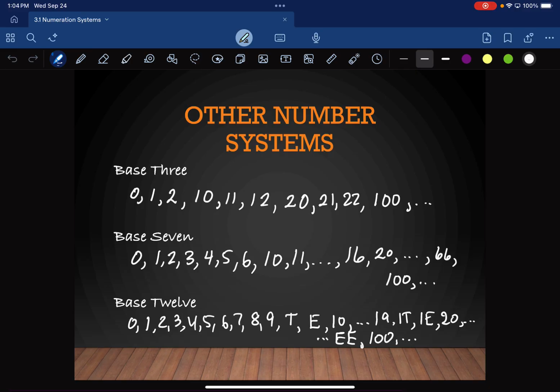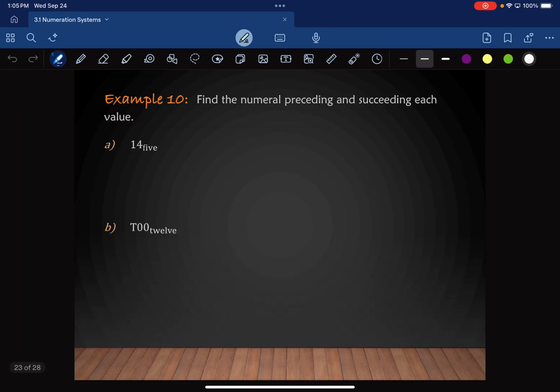So the first thing we're going to do is what we did in the other numeration systems. I'm going to start with a number, and we're going to take a look at what would come before it and what would come after it in whatever base system that is. So we're starting out with the number 14, base 5. And we're taking a look at what comes before and what comes after.